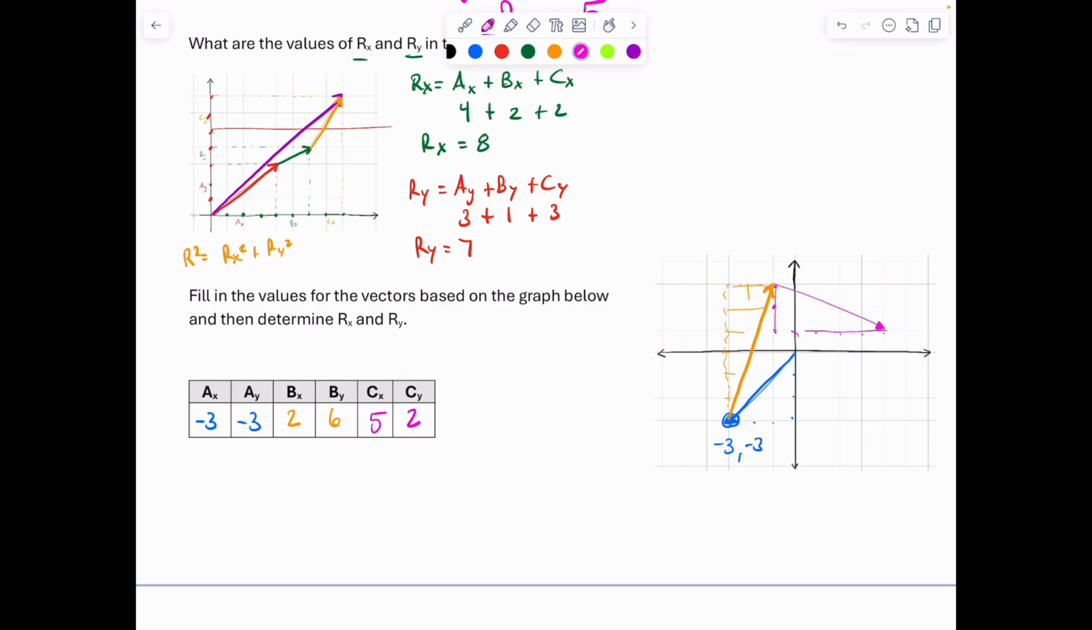So in terms of my R of X value, I'm going to add up all my X's, A of X plus B of X plus C of X. So I have a negative 3 plus a 2 plus a 5. So negative 3 plus 2 is negative 1. Negative 1 plus 5 is positive 4. If I do the R of Y, I have a negative 3 plus 6 plus 2. So I can think of this as 8 minus 3, which is 5. So I have an R of X value of 4, an R of Y value of 5 in that case, which is the sum of all those different components.